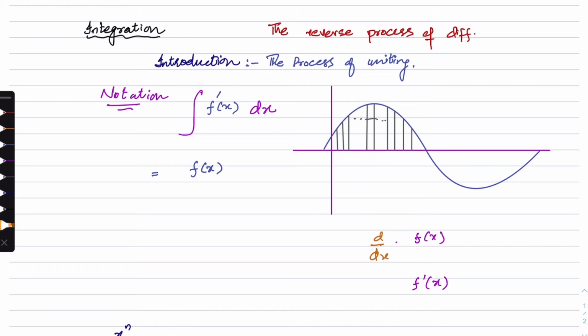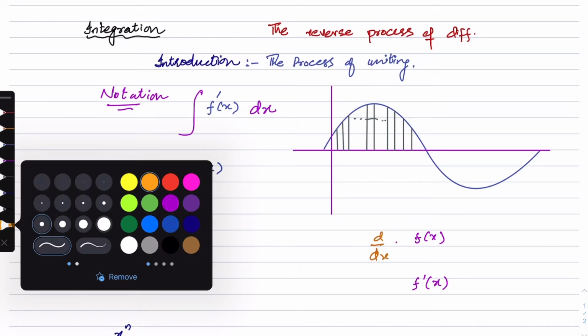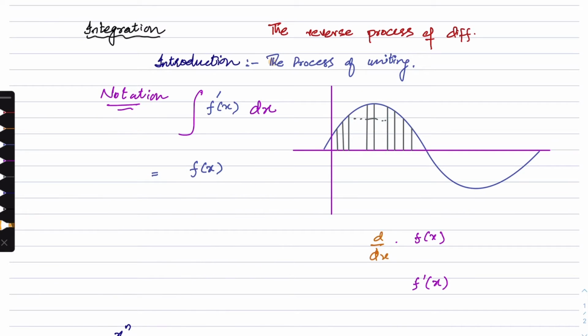The topic is integration. First, we discussed the introduction: what is integration? Integration is actually the process of uniting. This is one definition of integration. Another, easier definition is that the reverse process of differentiation is called integration.